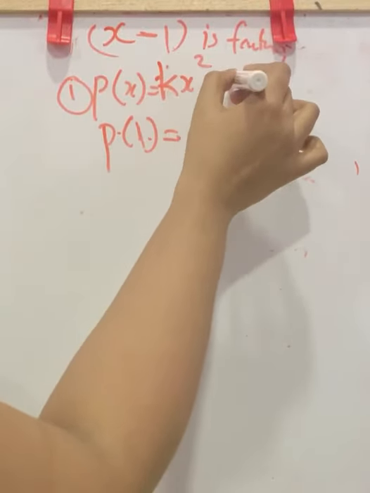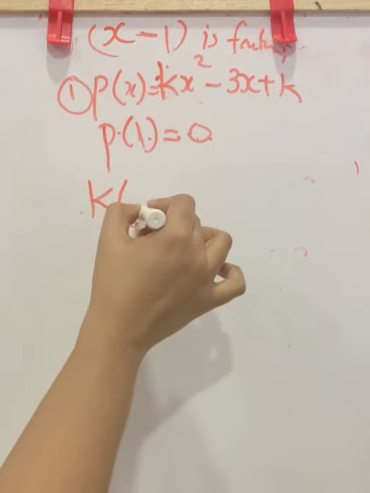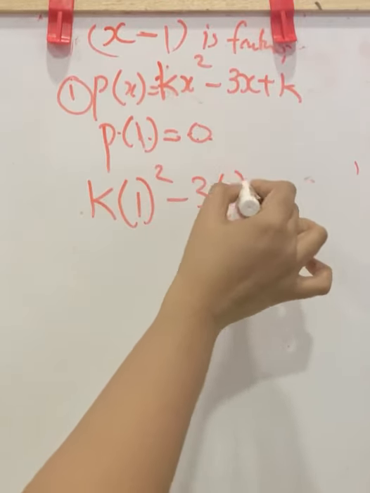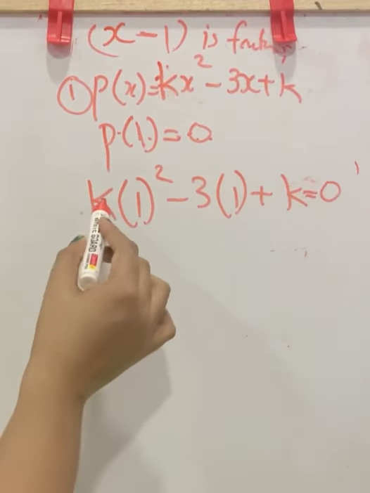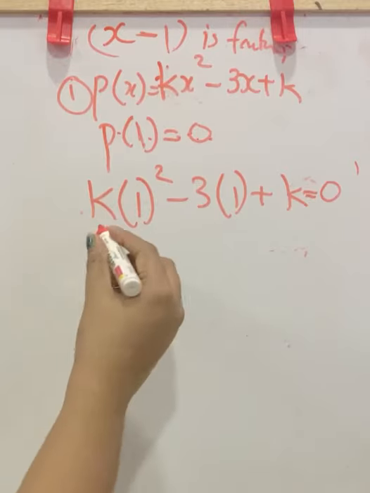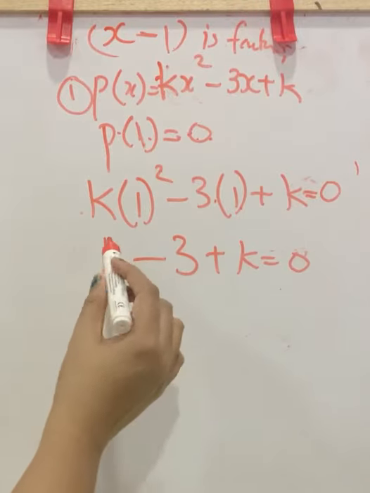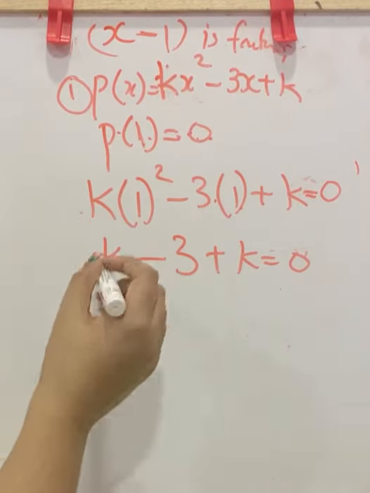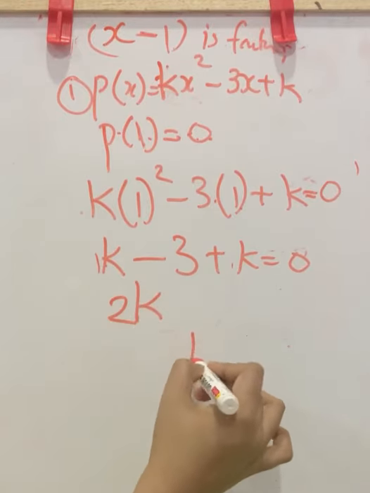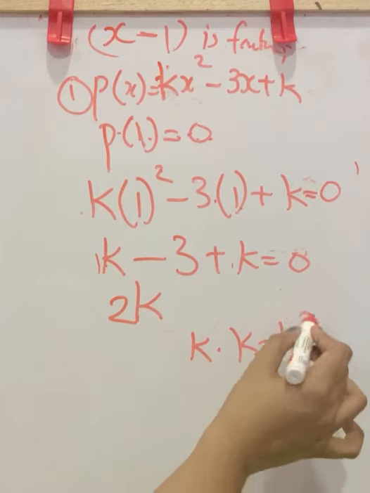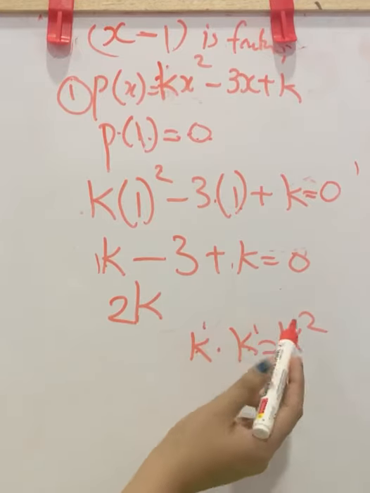Kx square minus 3x plus k. Now this becomes k 1 square minus 3 of 1 plus k, because we need to find p of 1 is equal to 0. Now 1 square is 1, k into 1 is k, minus 3 ones are 3, plus k equal to 0. Here k plus k, 1k plus 1k, result is 2k. K into k is k square, that is k raised to 1 into k raised to 1, so k raised to 1 plus 1 is k square.